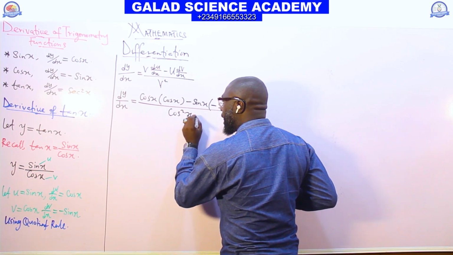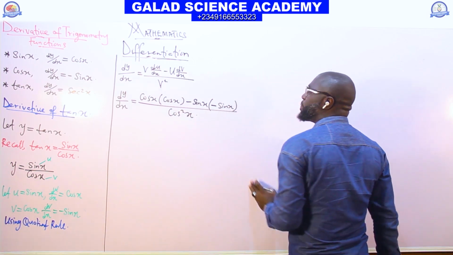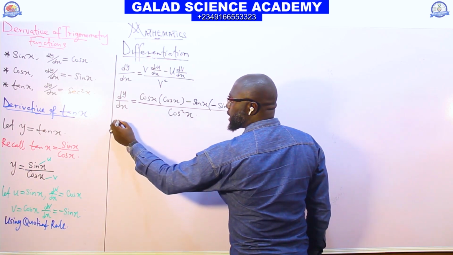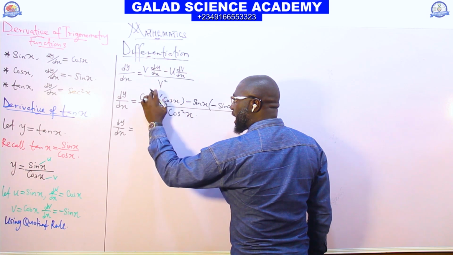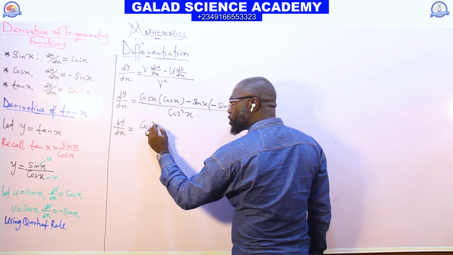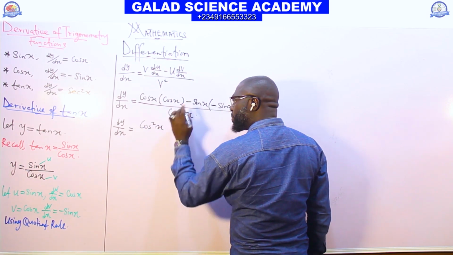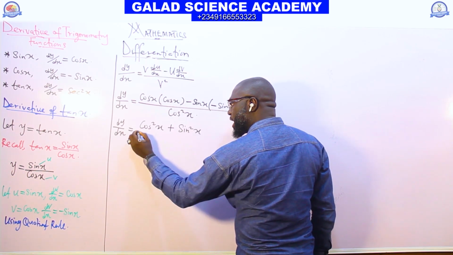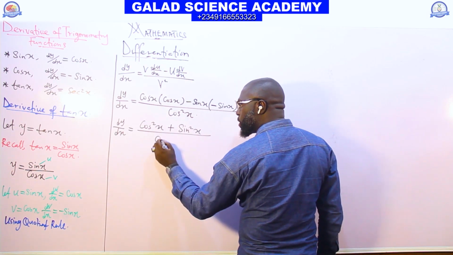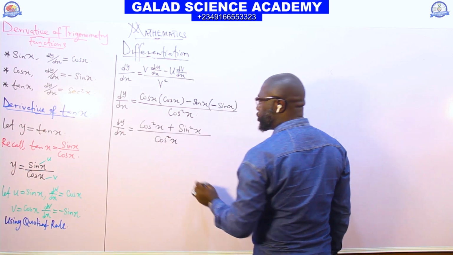By expanding this, we have dy/dx equal to cos times cos, which gives us cos squared x, and minus times minus gives plus sine squared x, everything over cos squared x. Good.